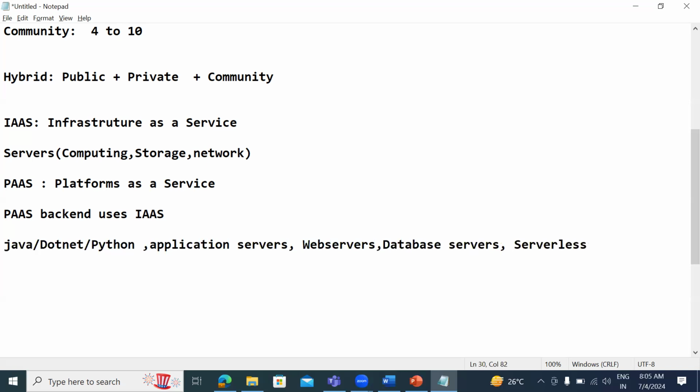We'll discuss what serverless is too. Today in the cloud, without having a single server, we can deploy. Then a lot of middleware, a lot of DevOps tools. All these are available as platforms. Using these platforms, we are going to deploy our applications. And PaaS in the backend uses IaaS, and IaaS in the backend uses virtualization itself.